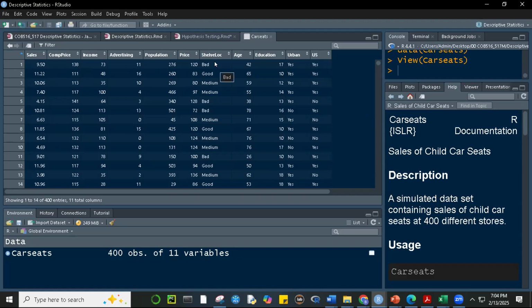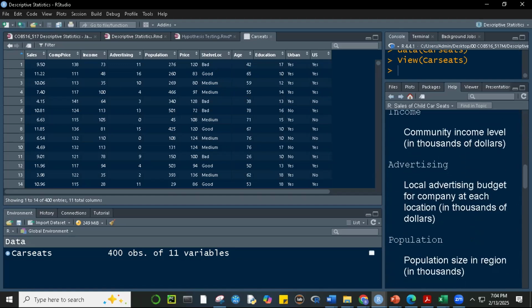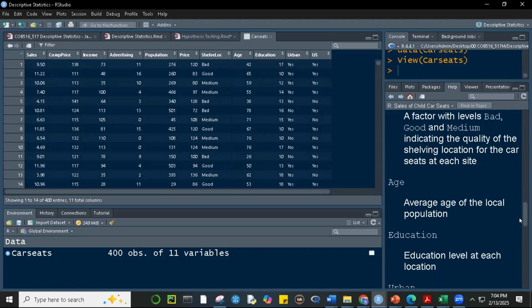And then there's the shelf location. It tells us there are three locations here: good, bad, and medium. It tells us whether a particular sale, these are sales, whether that particular object, the child car seats, was in a good or bad or medium location. And this, I think, is the age. Age is the average age of the local population.